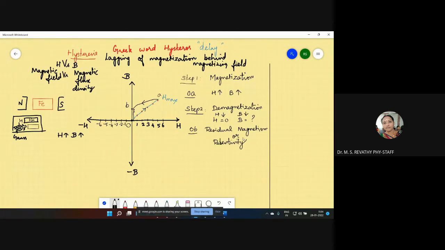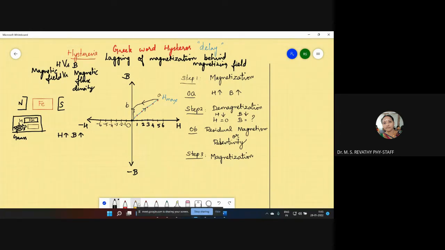Retentivity. But in order to understand the hysteresis, I don't want this residual magnetism and the retentivity. So what I will do is remove this residue. For that, I will go for the next process, which is called step 3. Step 3 is once again magnetization, but this time, the magnetization will be done in a reverse direction.